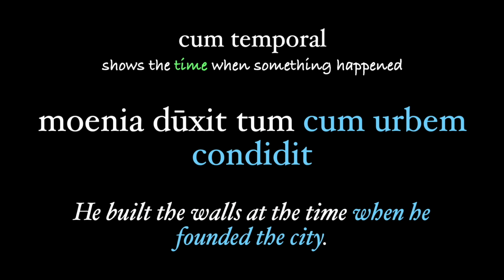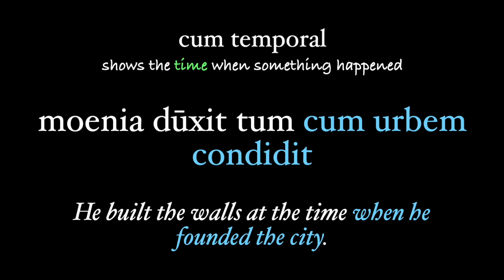And since the indicative mood is being used, this cum clause is going to show the definitive time when the main clause occurred. So, moenia duxit, tum cum urbem condidit. He built the walls, and the verb duxit here can be used for creating things and building stuff, at the time when he founded the city. Our cum clause, cum urbem condidit, tells us the specific time at which the walls were built, at the founding of the city.